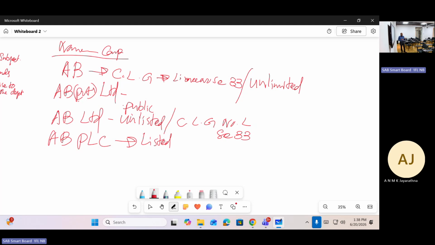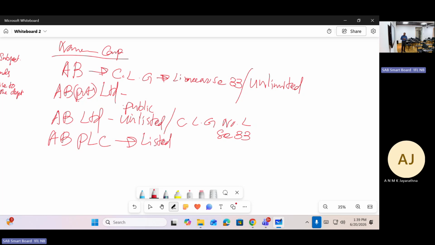Actually, here we can identify two types of company. We can mention their name as AB. One is the company limited by guarantee with a license granted, then they need not mention the word limited. Or an unlimited company. They can mention the name as AB. You can't say limited. Limited means liability is limited. If the shareholders' liability is unlimited, they can't use limited. How can they mention the name of the company? Can't say limited.